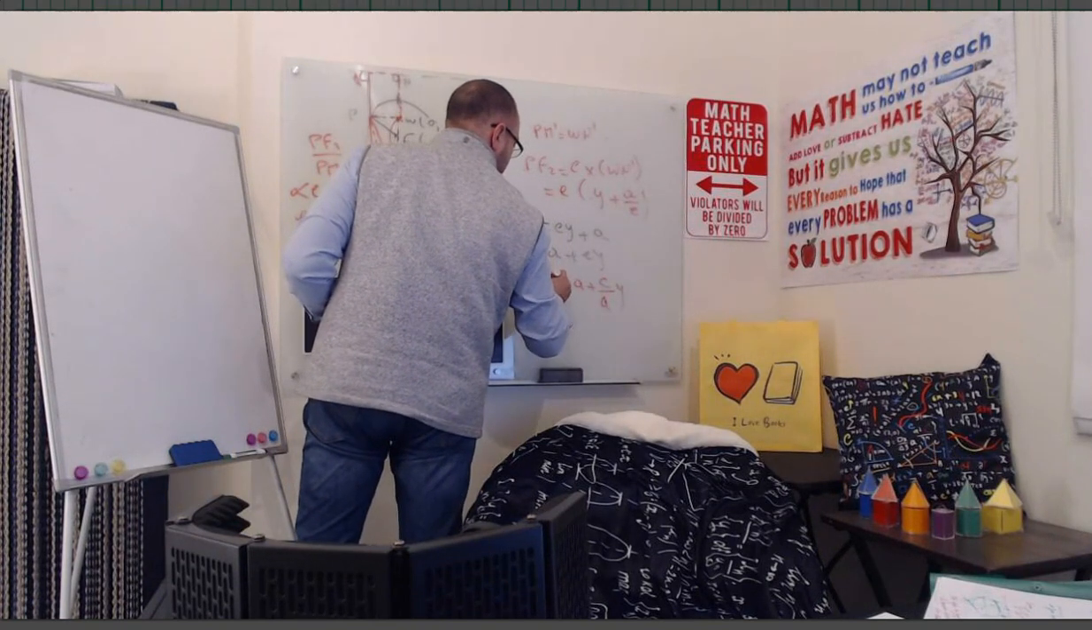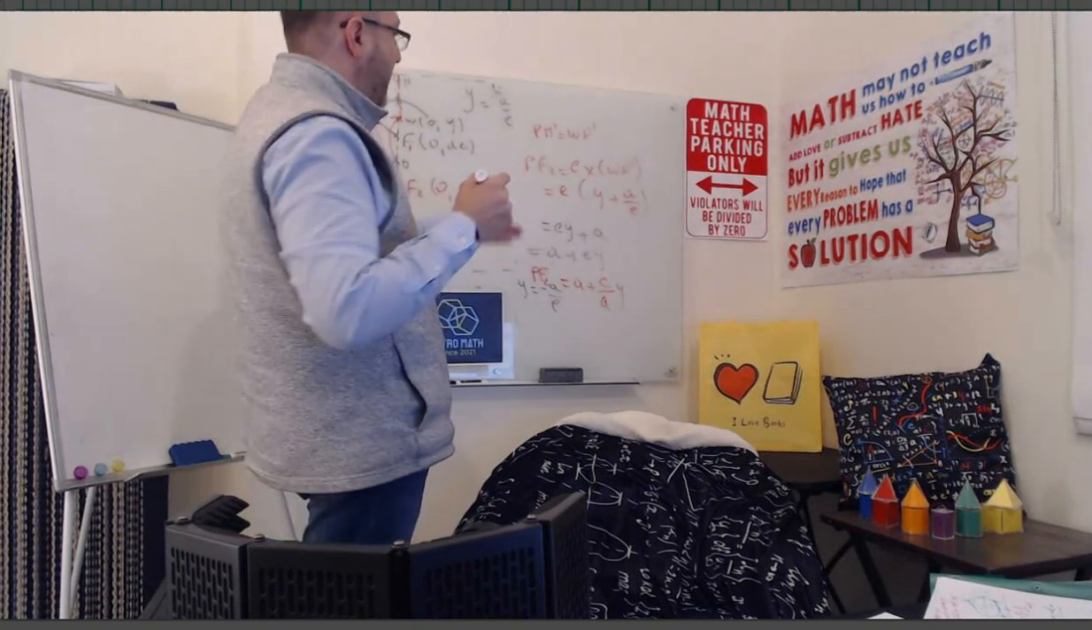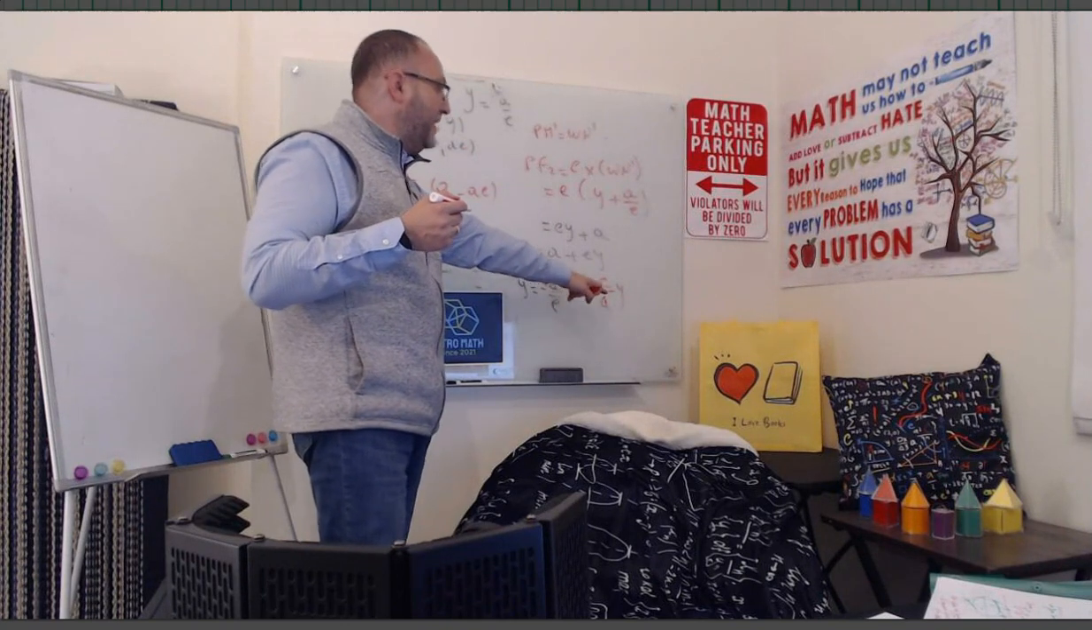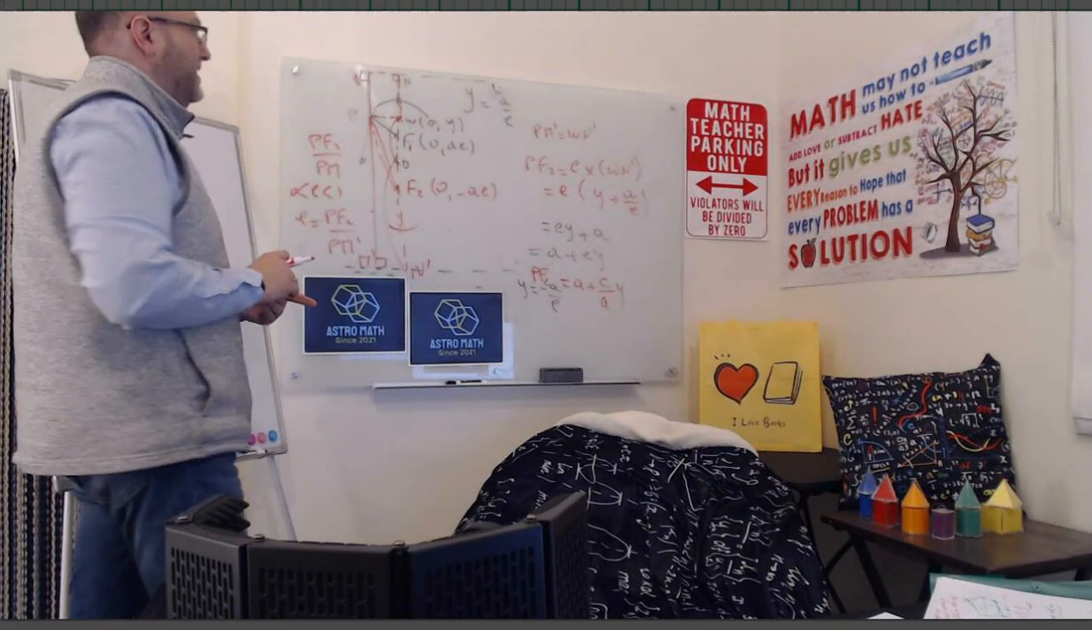PF2. In your book, you have PF1 equals A minus C divided by A times Y, and PF2 equals A plus C divided by A times Y, and they give it to you as, you should know that. No, you should not memorize that. You're going to forget that.